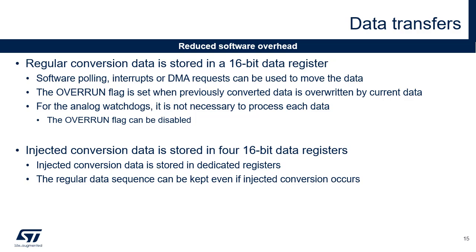The system can use CPU polling, interrupts, or DMA to make use of the samples obtained by the regular conversion. An overrun flag can be generated if data is not read before the next conversion data is ready. For injected channel conversions, 4 dedicated data registers are available, 1 per injected channel. Data cannot be managed by DMA for injected channel conversions.